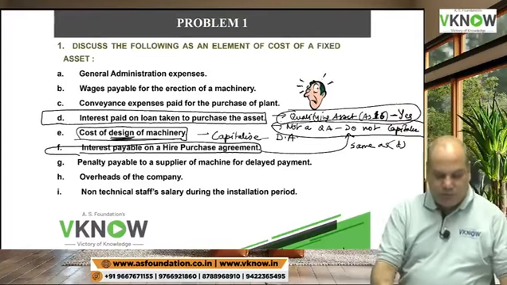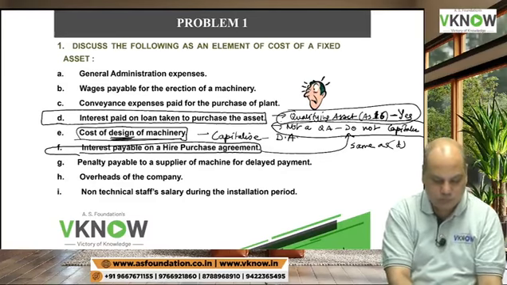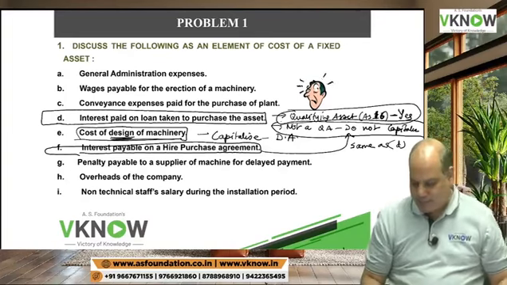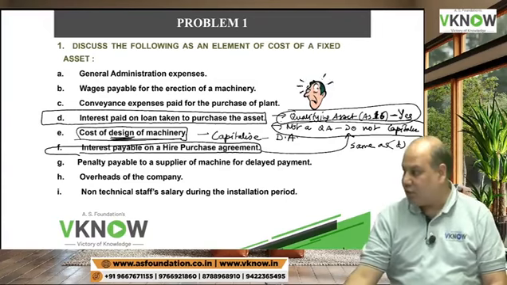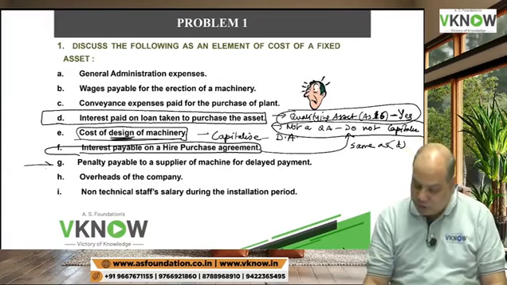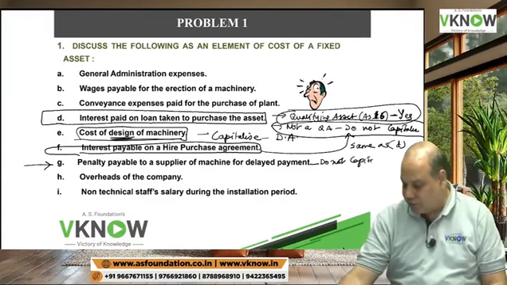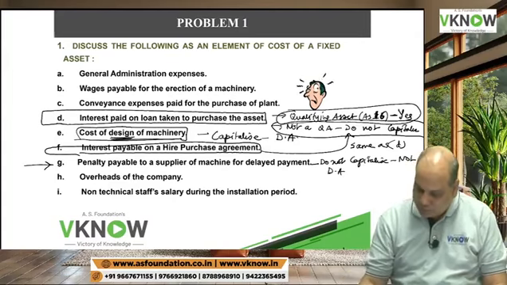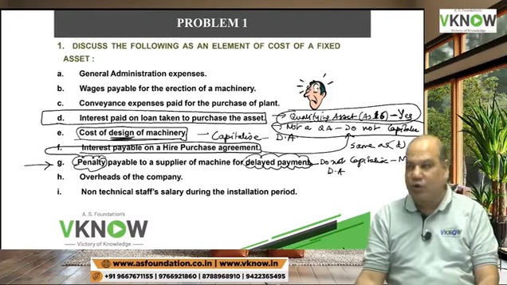Penalty payable to a supplier for delayed payment. Capitalize or do not capitalize? Point number G. Do not capitalize. It is not directly attributable. You are paying penalty for delayed payment. It has nothing to do with bringing the asset to its present location and condition.